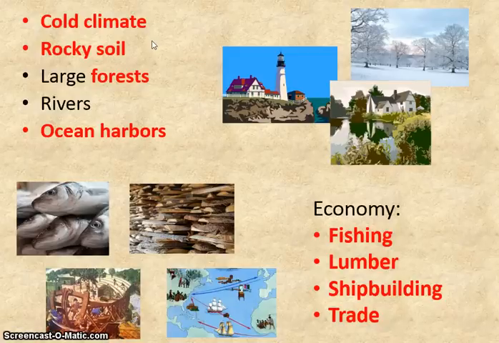So the economy of a region responds to its physical geography. You make money with what you have. So the economy of the New England region was based on fishing, because of course we're on the coast, lumber, the availability of large forests, shipbuilding, which combined the first two, the availability of lumber and the coastal areas, and of course trade, shipping, and with other countries.